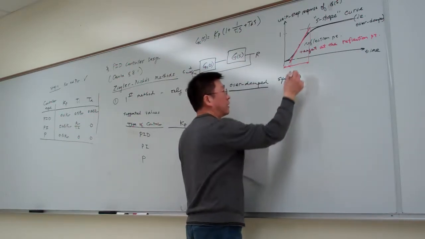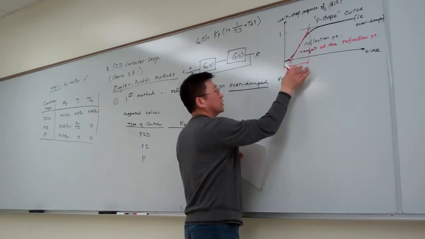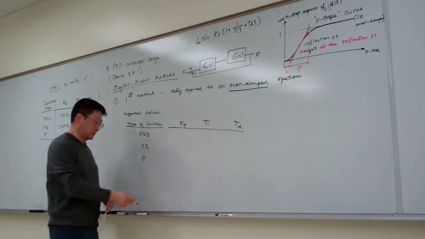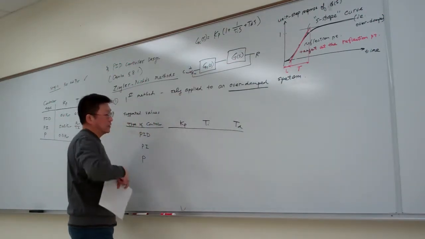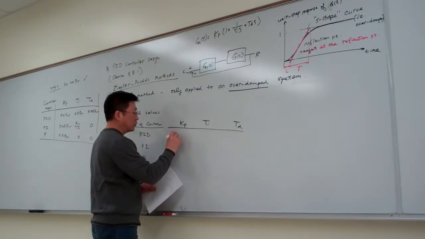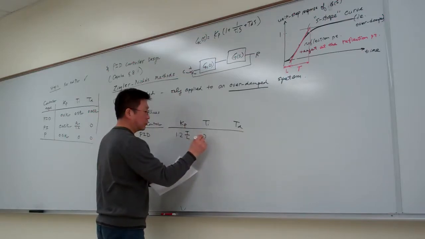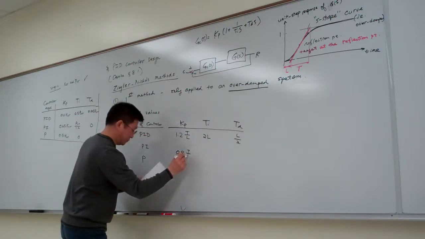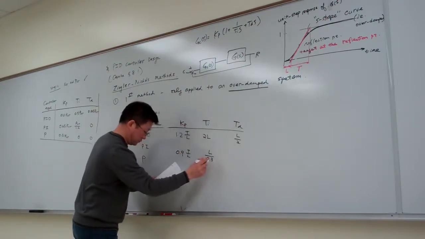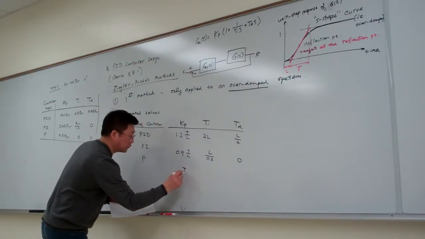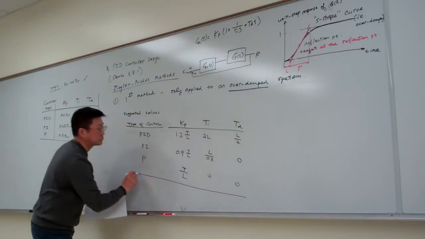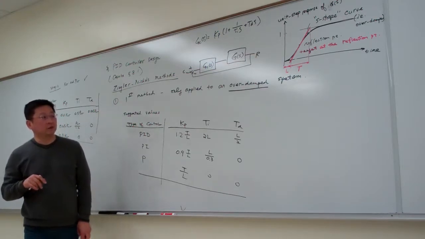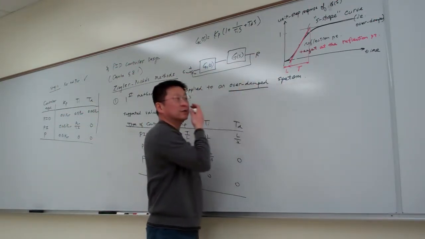In terms of our textbook, we define this duration called T, and this duration called L. You need to identify the two parameters first, and then here are the suggested values. Kp will be equal to 1.2 T over L, and 2L and L over 2. And this is 0.9 T over L, and 0.3 L, and so on. So for this method, it's critical that you determine L and T.